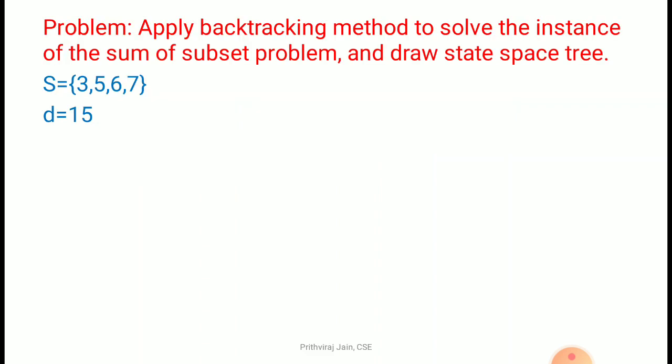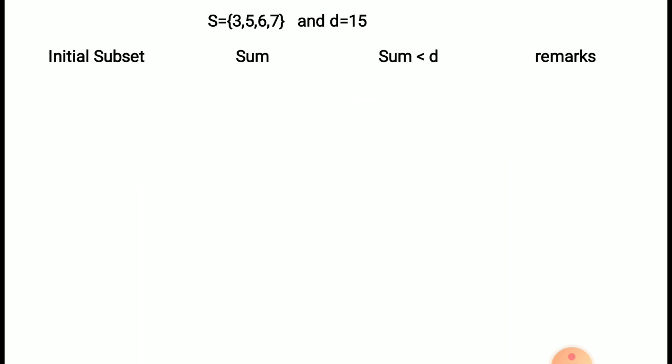Let us take one simple problem. Apply the backtracking method to solve the instance of the sum of subset problem and draw the state space tree for the same. Our set of values is 3, 5, 6 and 7, and the d value is given as 15. Let us take different columns like initial subset, sum. Then we need to check the condition whether sum is less than d or not. Then we have to write some remarks.